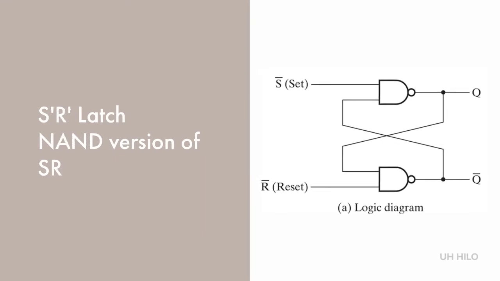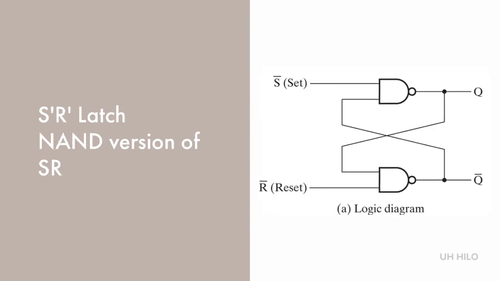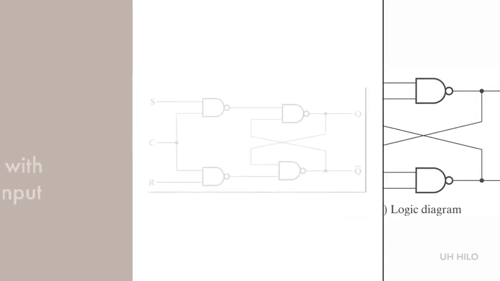In comparing the NAND latch with the NOR latch, the input signals for the NAND require the complement of those values used for NOR. Because the NAND latch requires a 0 signal to change its state, it is referred to as an S0 R0 latch.